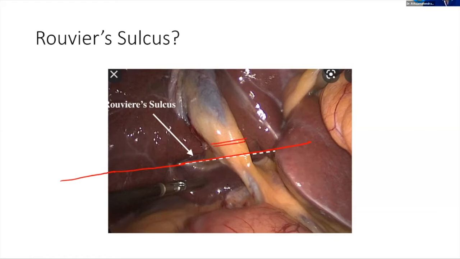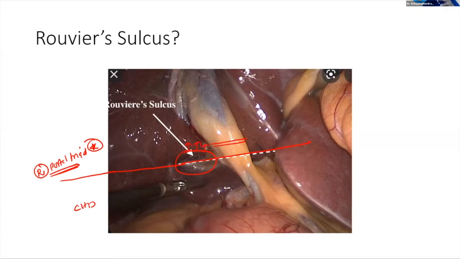If I go below this point, I am dealing with the common hepatic duct, and this Rouviere's sulcus is seen in 90% of cases during surgery. The Rouviere's sulcus contains the right side portal triad, that means it contains the right side hepatic duct, right side portal vein, even the right side hepatic artery. Right side important structures will be passing in this Rouviere's sulcus. So our dissection, everything should be above this Rouviere's sulcus.